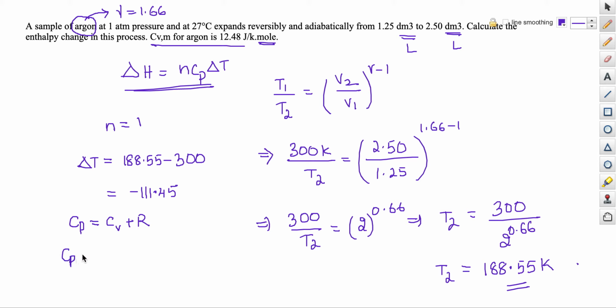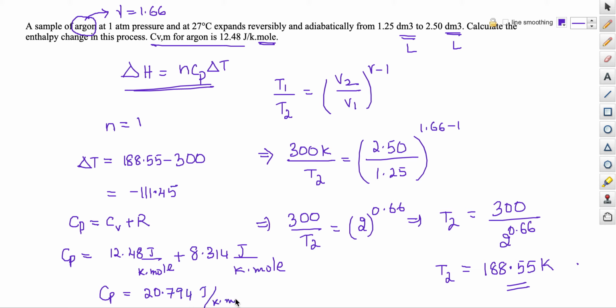Therefore, Cp is equal to 12.48 joules over Kelvin mole. As the Cv value is in joules per mole per Kelvin, R value also must be taken in joules only, that is 8.314 joules over Kelvin mole. So that gives us Cp is equal to, if we add these two, 20.794 joules over Kelvin mole. Now we know the n value, which is 1 mole substance. Let's take it for the 1 mole substance.